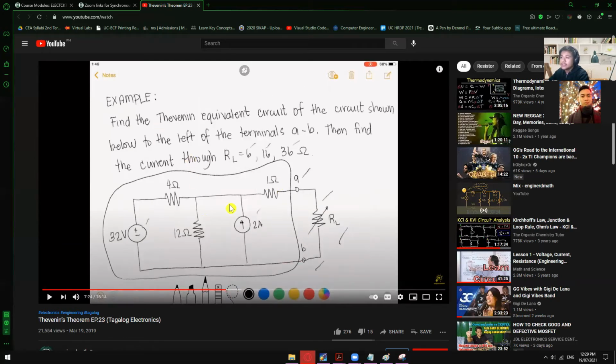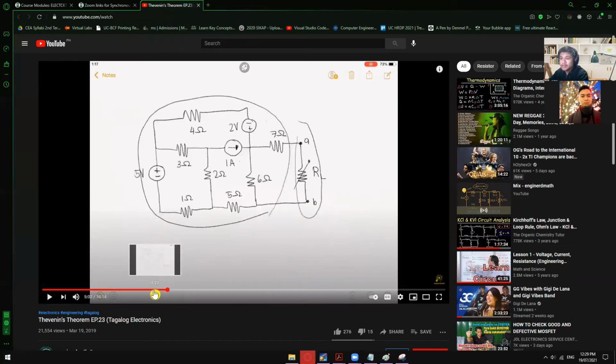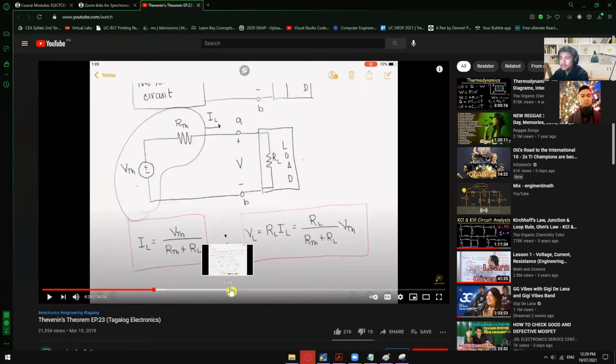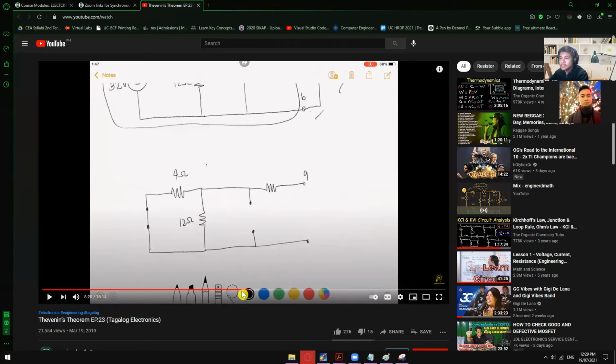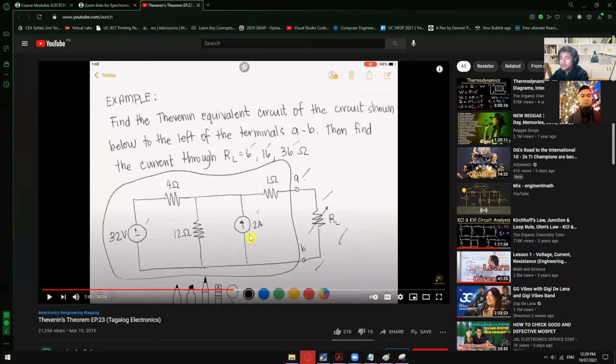So here's the simplified version of that one, I guess, after having this complicated circuit turned into this one. This is now the more simplified version of that one. However, of course, this one is still not complete since we still have to compute for the RTH and then the VTH. So in here, the question is: define the Thevenin equivalent circuit of the circuit shown below to the left of the terminals AB. Okay, from here A to B. Then find the current through RL, which initially is 6 ohms.